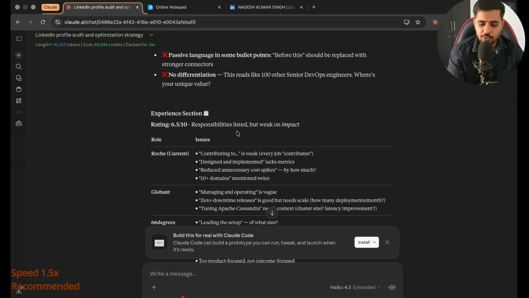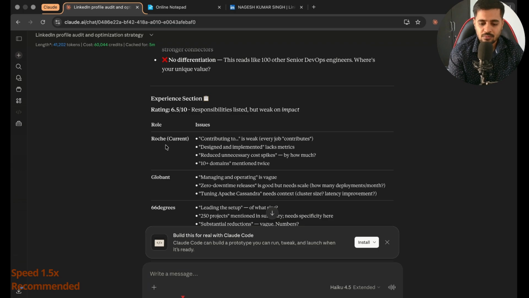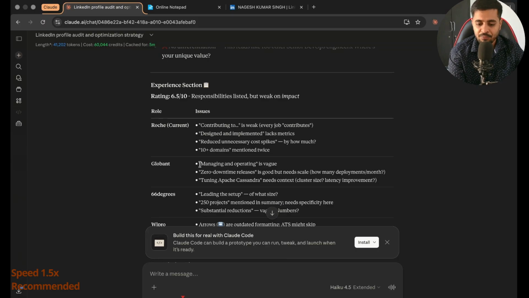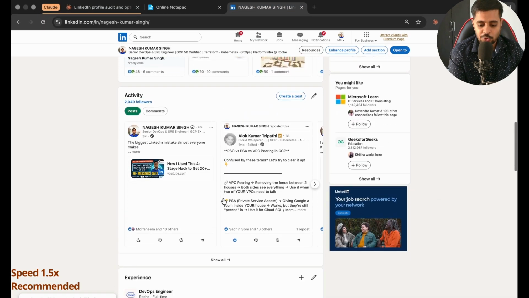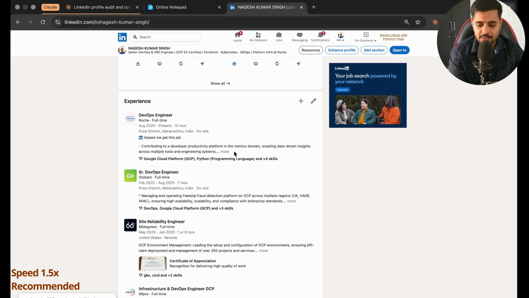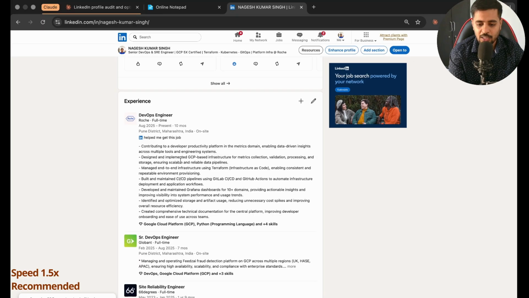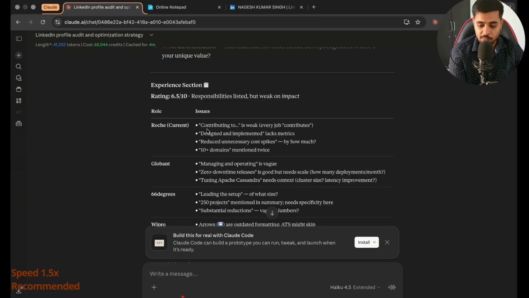Responsibility is listed but weak on impact. If I talk about role, Roche, current contributing to is weak. Every job contributes. Okay, so I need to change this. Designed and implemented lacks metrics. So I need to add some metrics like what I designed and what the outcome was. Reduced unnecessary cost spikes by how much. Okay, this is something which I need to add. 10 plus domains mentioned twice. So what he is talking about is whatever you have written in this experience section, use it to add some values. Okay, so I need to add some numbers.